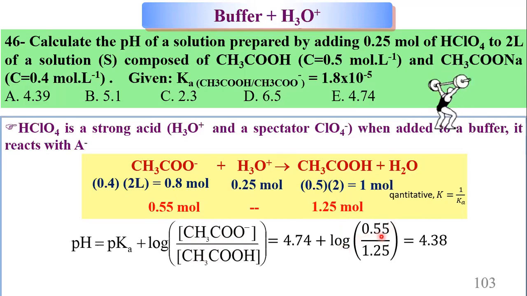This now is 0.55 mole of the base divided by mole of the acid. Do I need volumes? No, I do not, because they cancel each other out. Calculate the pH from that Henderson. We have pKa is 4.74, and therefore my pH value is 4.38. Okay, 4.38.